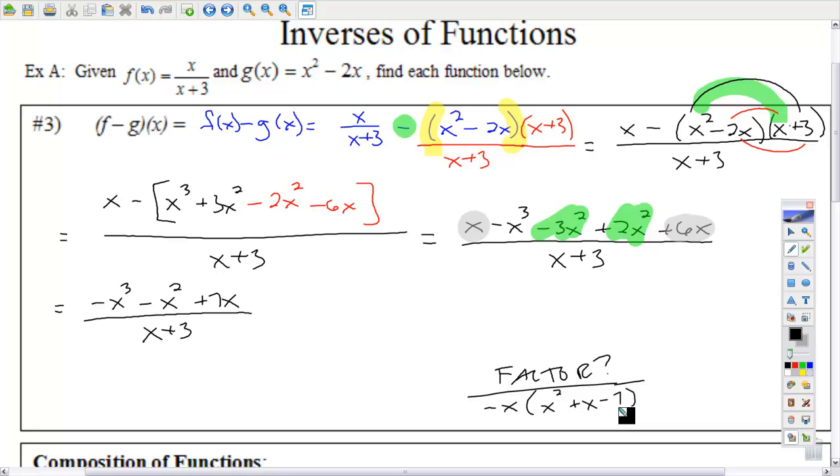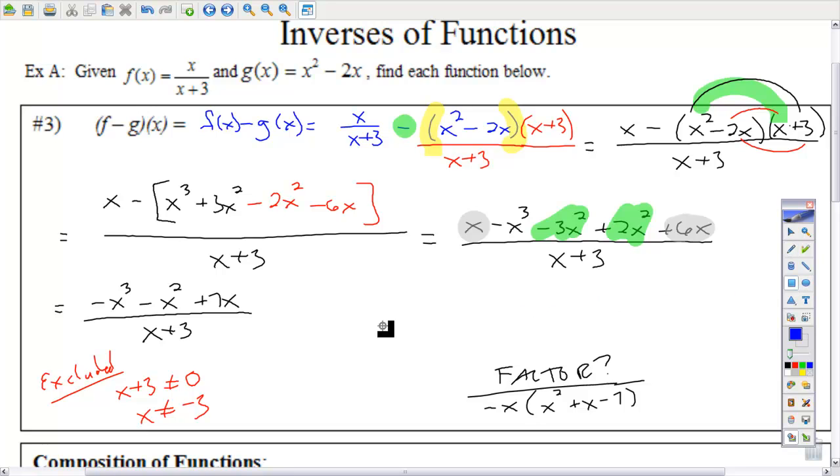And does this factor? Can you multiply two things to get -7 and add to get +1? No, you can't. So this is as far as we can go with it. Can't forget excluded values. At no point in the problem did I cancel anything from the denominator. So I can just take the denominator that I have here at the end. X plus 3 cannot be 0. Therefore, x cannot be -3.